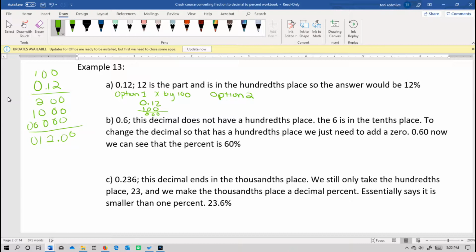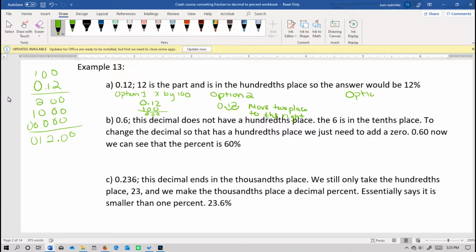Okay, now option number two is basically the same thing, but you know that multiplying by 100 is just moving that decimal point two places. So just move it two places to the right. We didn't do anything wrong. We get the same answer as we do with option number one, still 12%. It's really doing the same thing, but it's just a different view of it, okay?